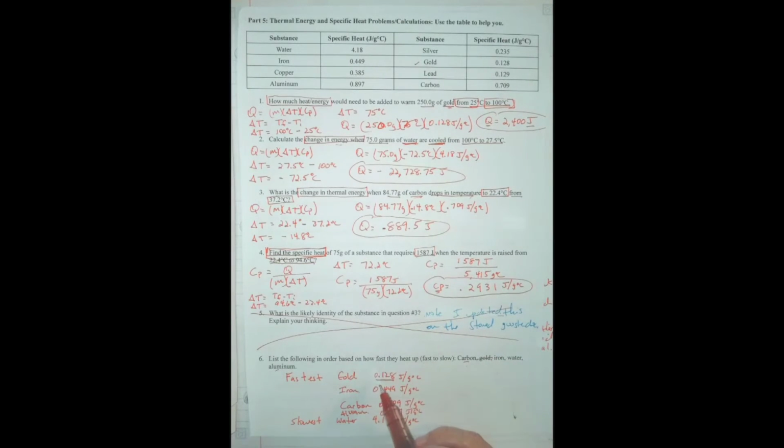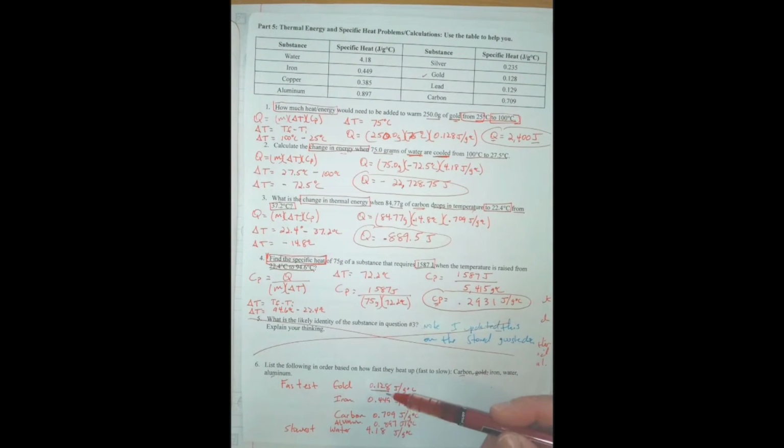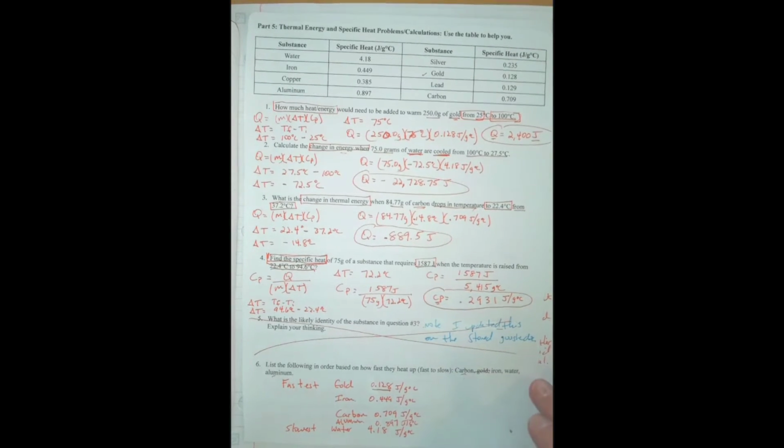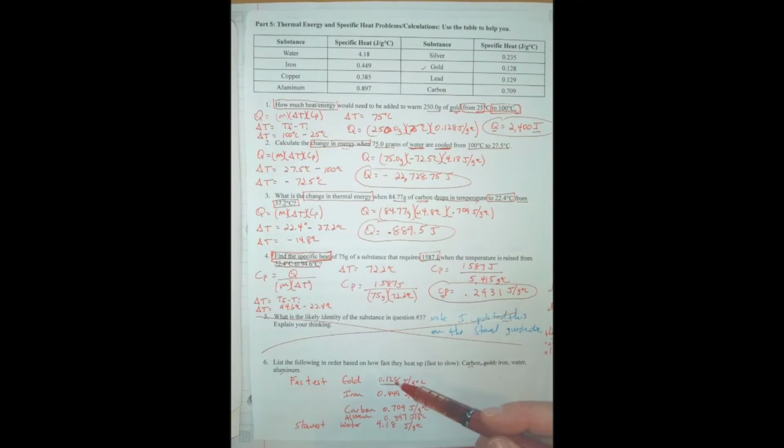So the one that will heat up the fastest is going to be gold because it has the lowest specific heat at 0.128. And the one that's going to heat the very slowest is water because it has a specific heat of 4.18 joules over grams degrees Celsius. And in the meantime, iron will heat up the second fastest, then carbon, then aluminum, and finally water. And again, remember, you guys, the lower the specific heat, the faster it heats up. So just keep that in mind.